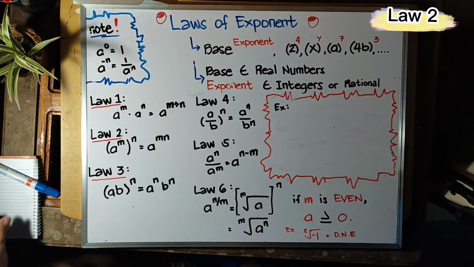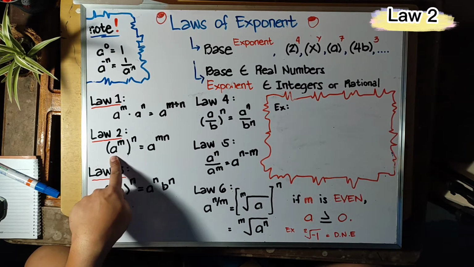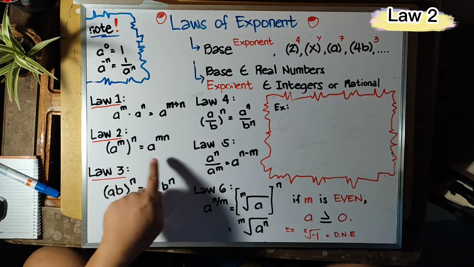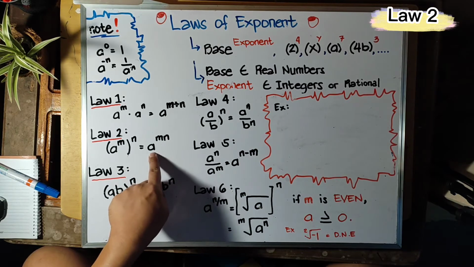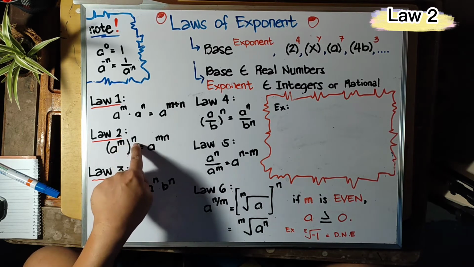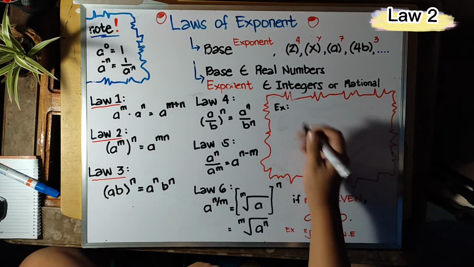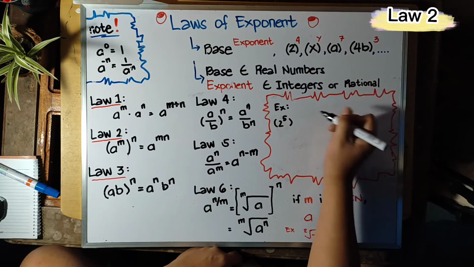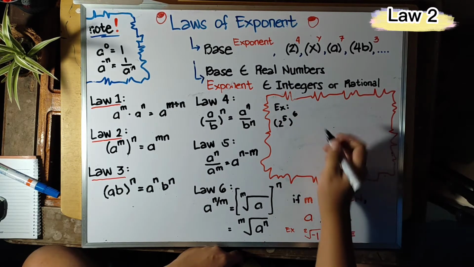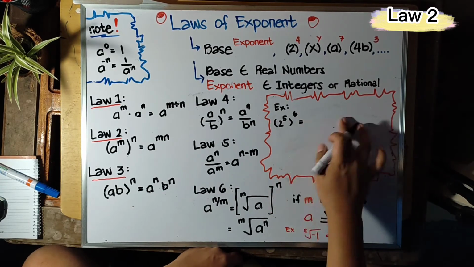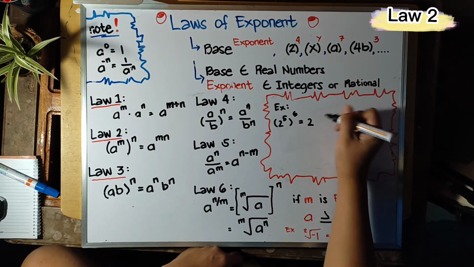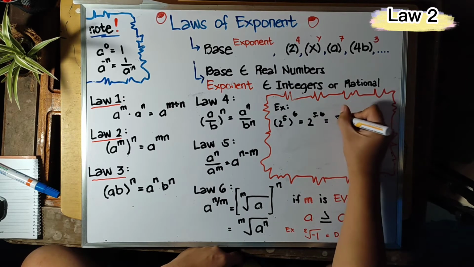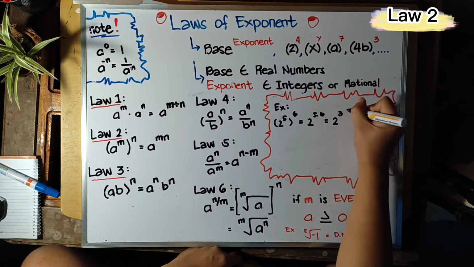Now, law number 2, how about this? A raised to m, quantity raised to n. The resulting function will be a raised to m times n. Okay, let's have an example. Say for example, 2 to the 5th, raised to 6. The resulting number will be 2 raised to 5 times 6, which is 2 raised to 30.